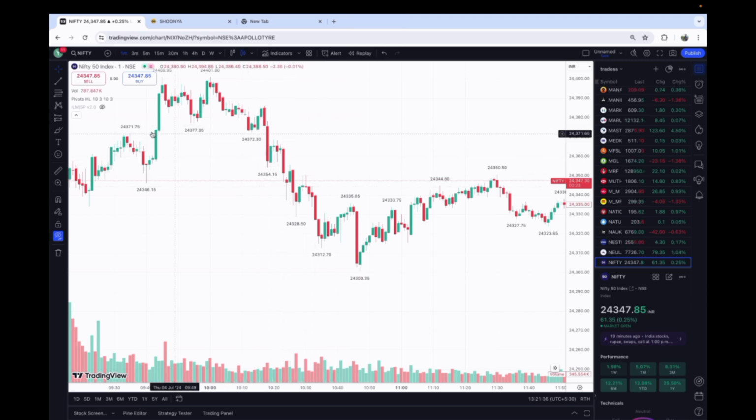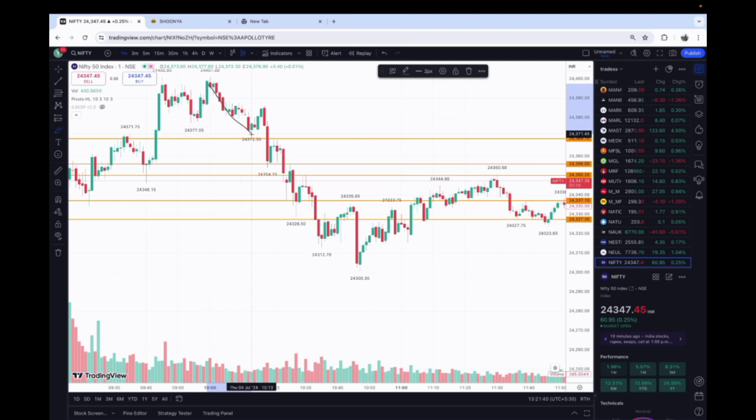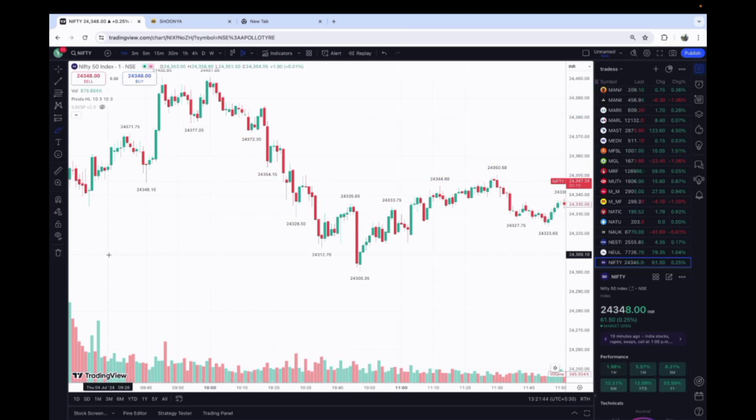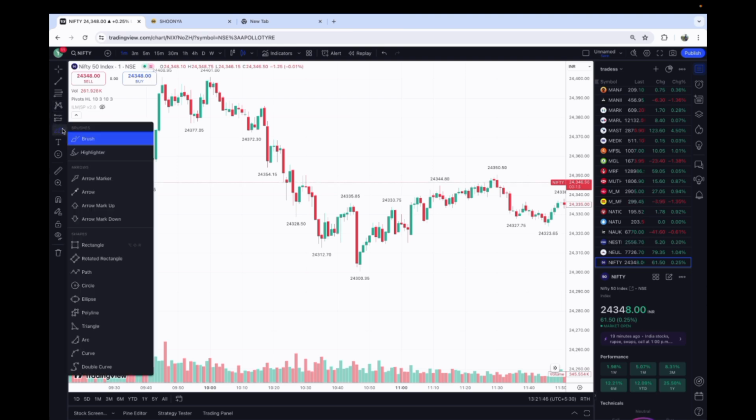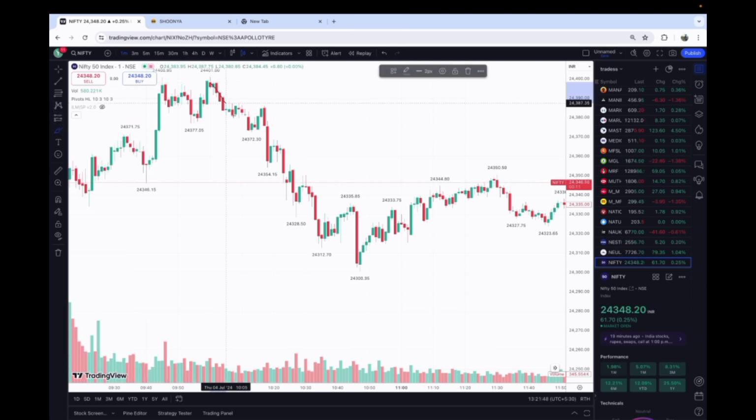It was going smoothly. You can see it was forming a good high, a low, then high, then another low, and another high, another low, and another high. So it was showing a downtrend kind of thing.